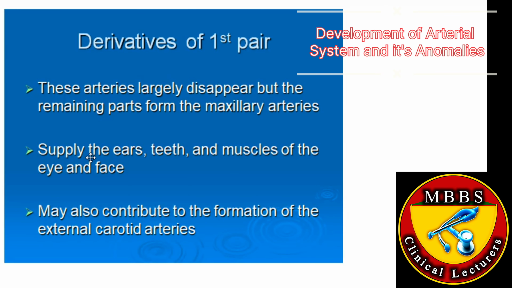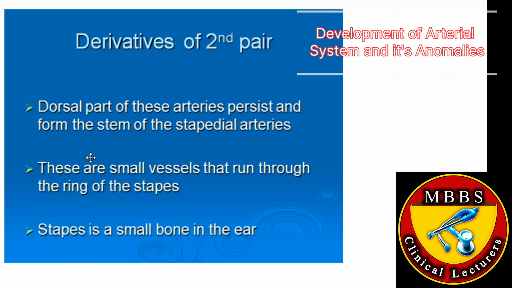So, derivatives of the first pair of aortic arches: these arteries largely disappear, but the remaining parts form the maxillary arteries, which supply the ears, teeth, the muscles of the eye and the face, and they may also contribute to the formation of the external carotid arteries. In the second pair of aortic arches, the dorsal parts of these arteries persist and form the stem of the stapedial arteries. These are small vessels that run through the ring of the stapes. The stapes is a small bone in the ear.